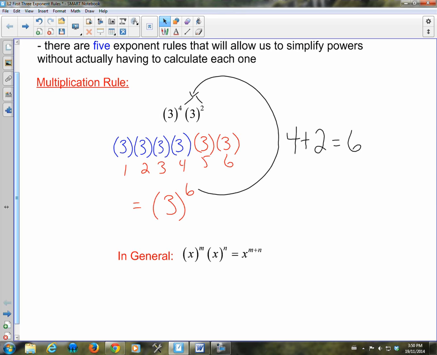There's one little thing you've got to watch for. In order to use this exponent rule, the bases always have to be the same. So an x and x, or a 3 and a 3, but the bases must be the same to use your exponent rule. And if you have the same base and you're multiplying, you can add your exponents for a shortcut. So that's the first exponent rule, the multiplication rule.